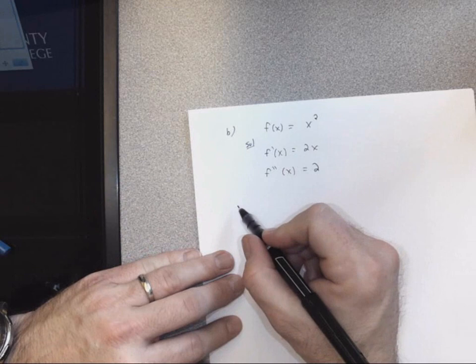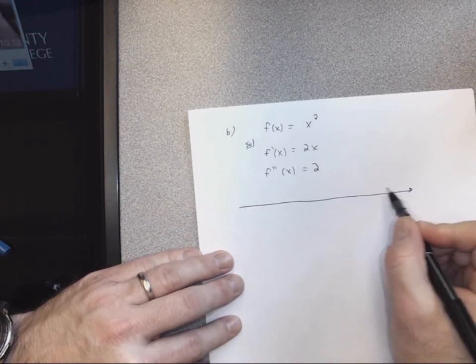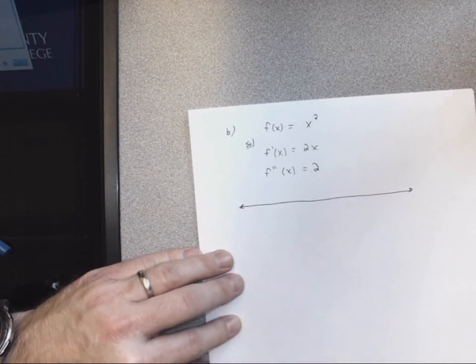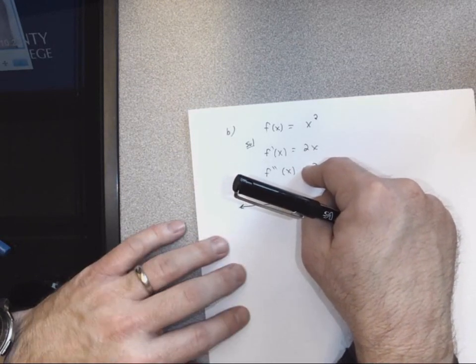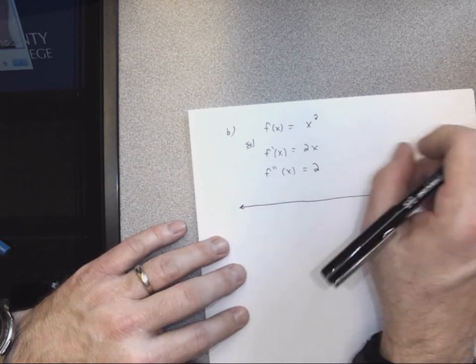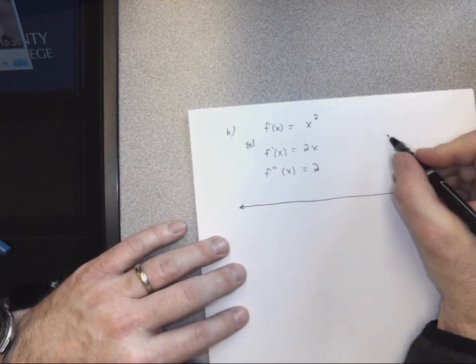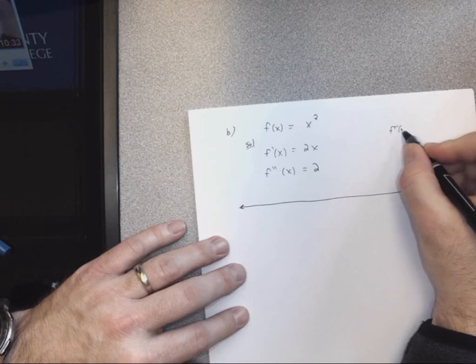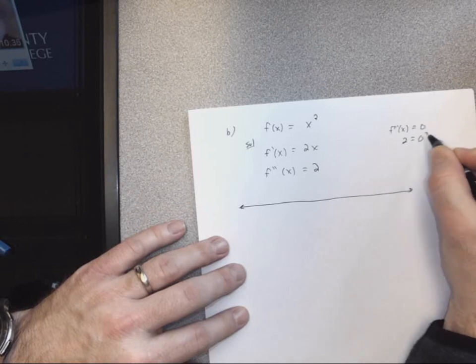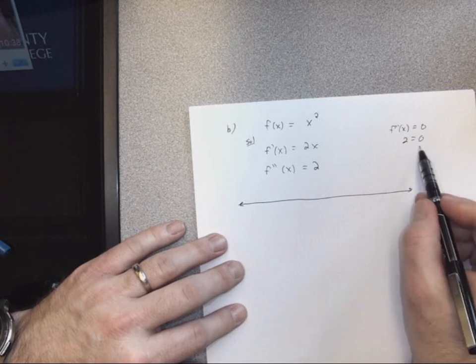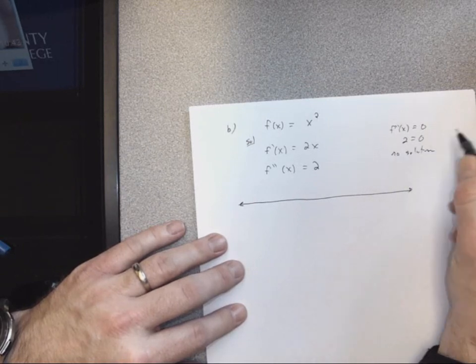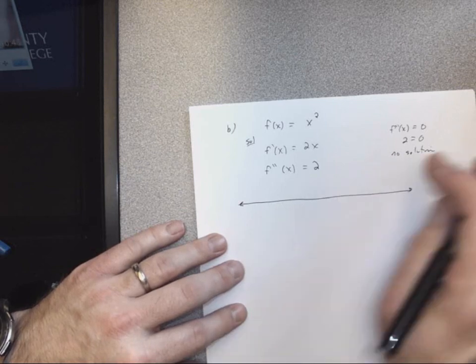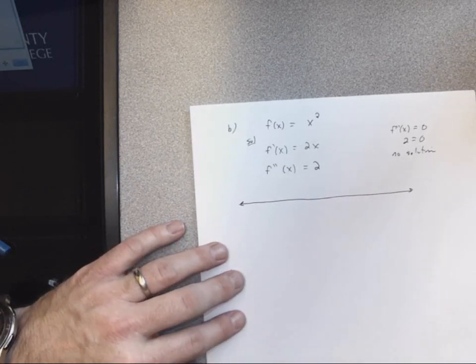So again, we're going to look at the entire interval from minus infinity to infinity, and I'm going to figure out where this is equal to 0. Then I'm going to test points on either side of all the zeros. So if I set f double prime of x equal to 0, so 2 equal to 0, what we notice is that this has no solution. 2 is not 0. Therefore, f double prime of x is never equal to 0. So that means this entire interval is going to be either concave up or concave down.